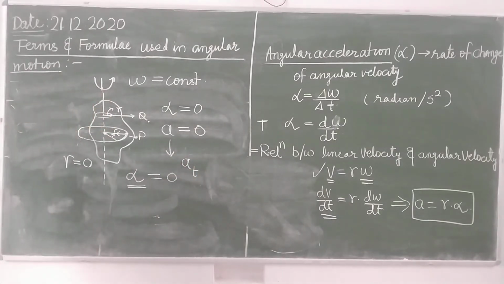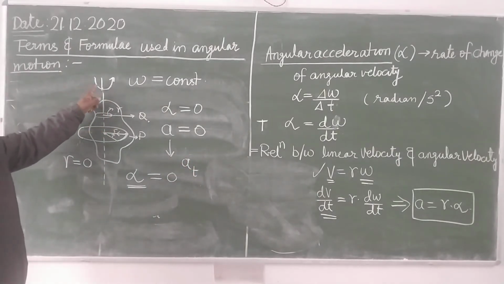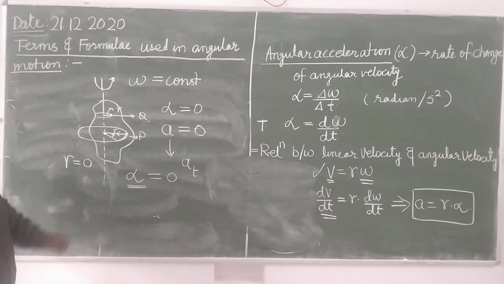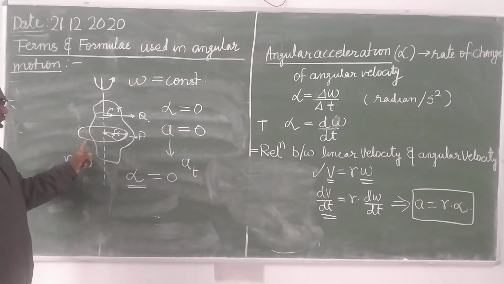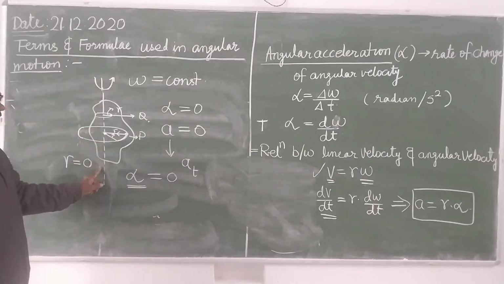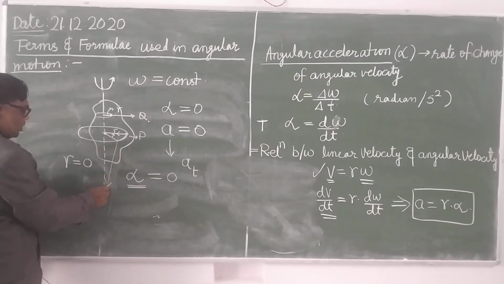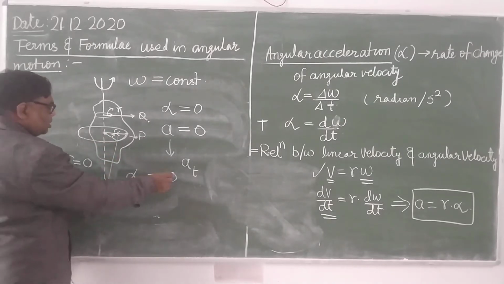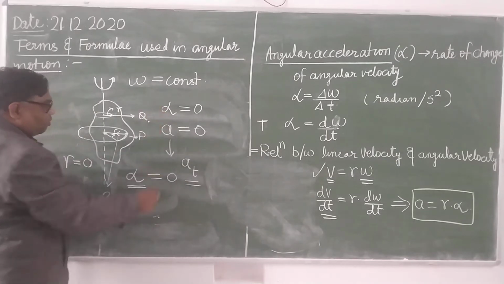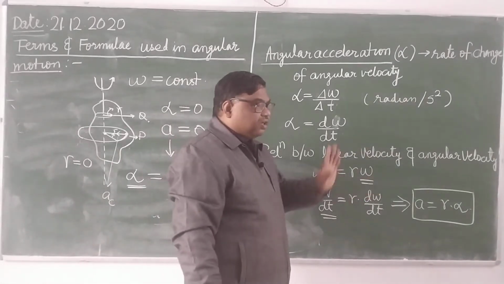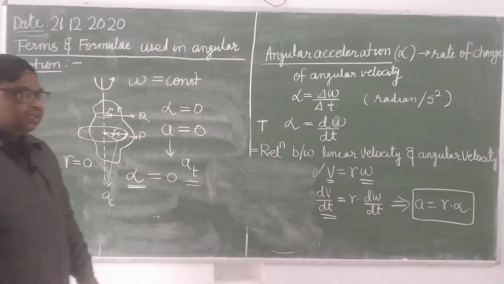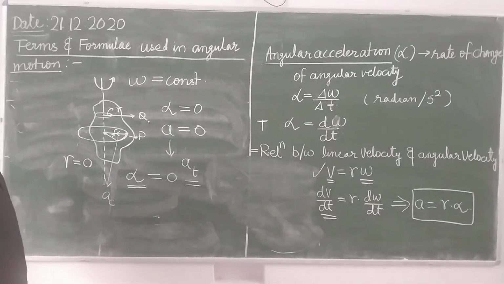Is it clear? Suppose the angular velocity is varying, not constant. In that case, what will happen? This particle, which is describing circular motion about this axis, will have a centripetal acceleration which acts in this direction, as well as a tangential acceleration, which is given by a equals r into alpha. Is it clear? a equals r alpha.